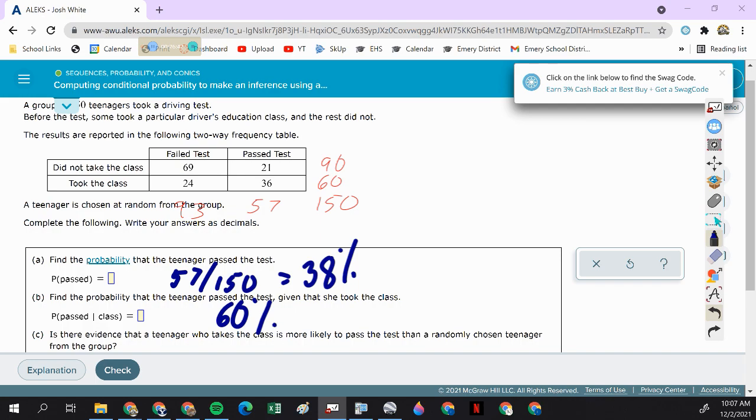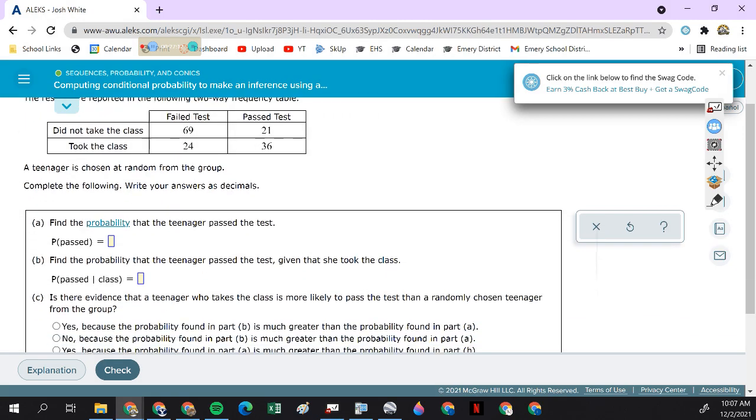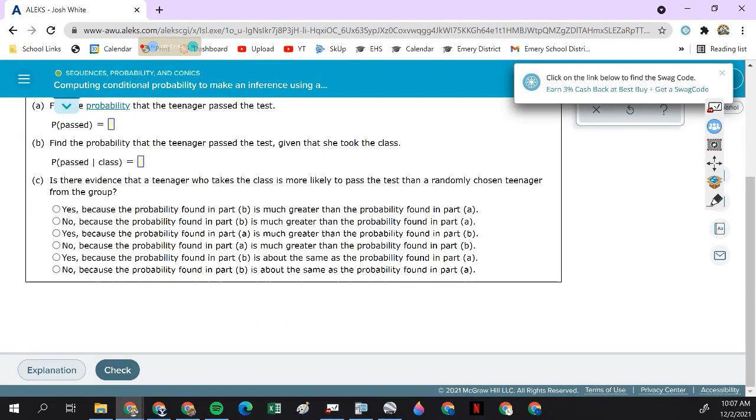So does it appear that taking the class helps people pass the test? Yes. In fact, a better way to look at it would be this number here, 21 over 90, which is 23%. So only 23% of the people who did not take the class passed, and 60% of the people who did take the class passed.